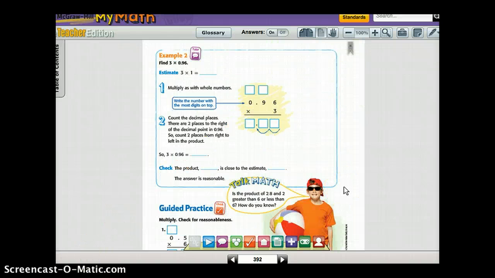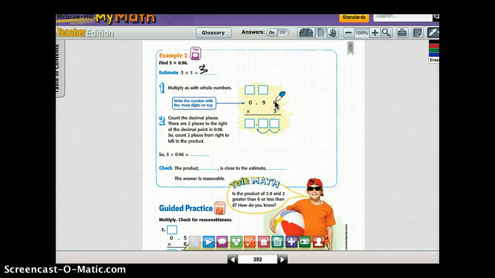Okay, here's another important part on page 392. Let's say the problem is 3 times 96 hundredths. First I'm going to estimate so I know where my decimal should about be. I can round that 96 hundredths up to 1. So 3 times 1 is 3, and that's just my estimate. Now I can multiply as whole numbers. The important part is that you write the number with the most digits on top. Since my 96 hundredths has the most digits, I'm going to put that on top.